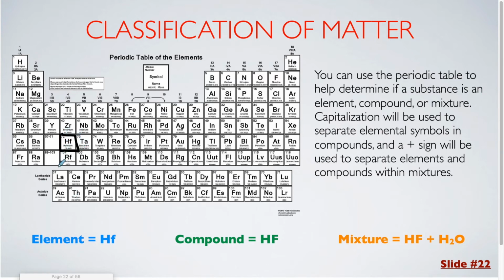this element right here, element 72, is hafnium. So we have the capital H and the lowercase f. But if I had a capital H and a capital F, that would mean I had hydrogen and fluorine bonding together. So it's important that you not only look at the letters, but also at the capitalization. When you're looking at a mixture, you're going to see a plus sign within the formula. From there, you have to visualize what the substance would look like in order to determine if it is a homogeneous or a heterogeneous mixture.